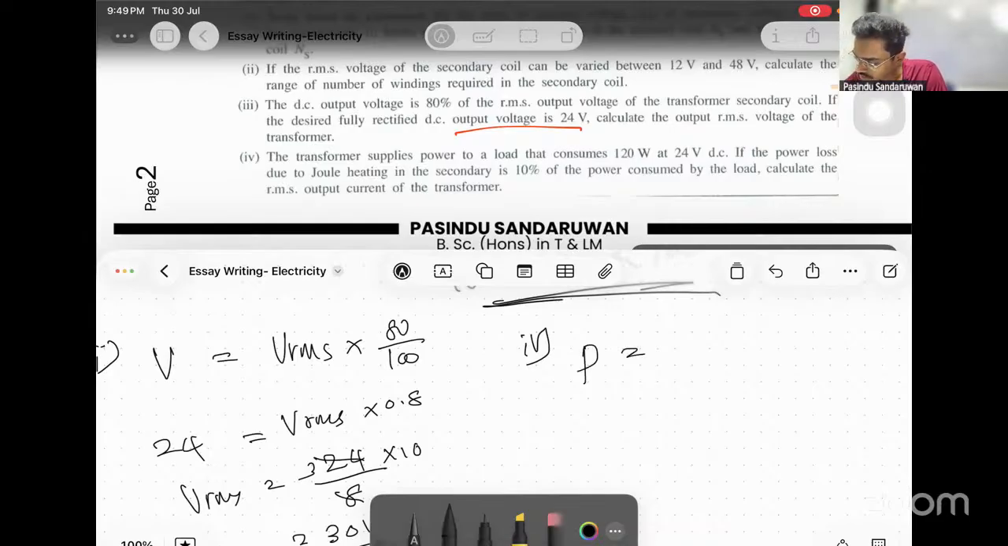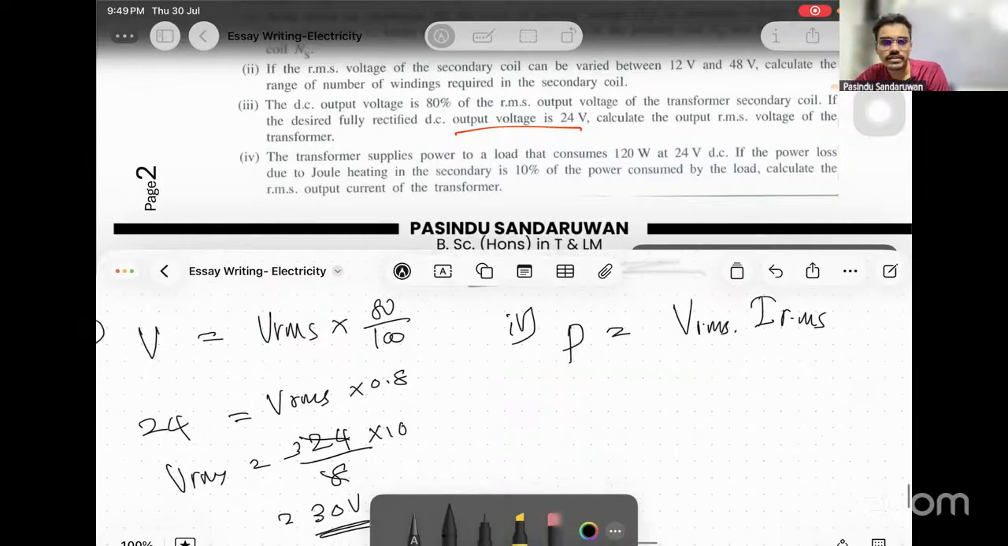Then we know power is VRMS times IRMS, right? And the total power is 120 watts, but there's a heat loss or power loss of 10%. Then total power consumed is 120, and 10% loss means 110%, right? 10% is lost. Then total power consumed here is 110.